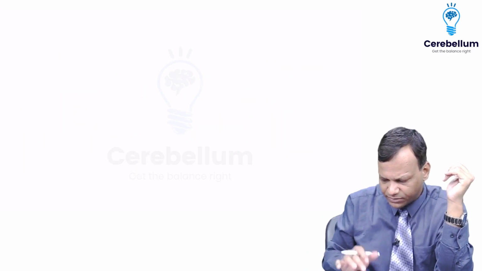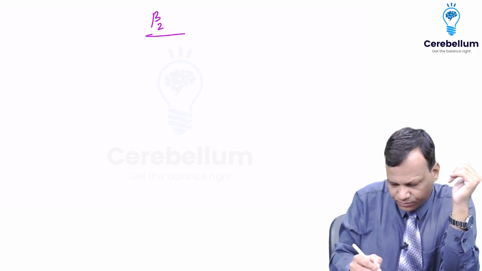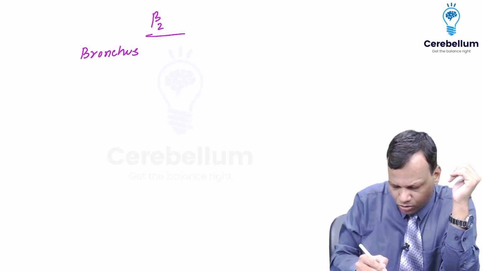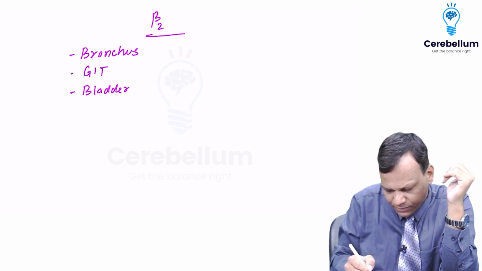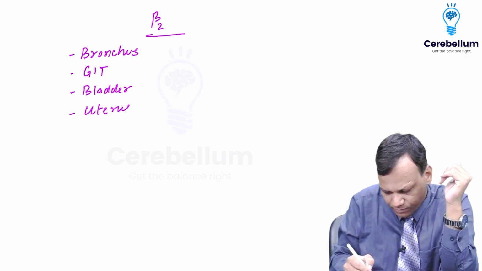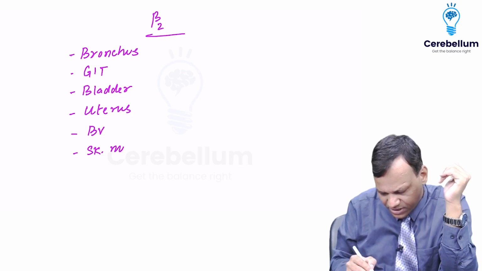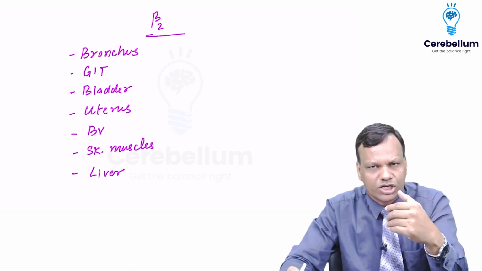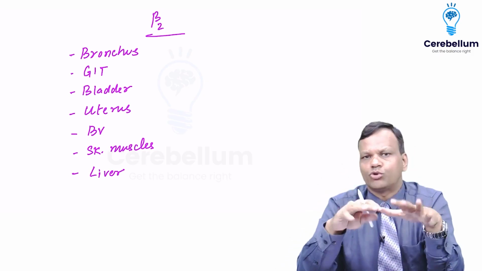So we can write it separately. So beta 2 receptors, it is present in the lungs, means bronchus. Apart from bronchus, it is also present in the GIT. It is present in the urinary bladder. It is present in the uterus. It is present in the blood vessels. It is present in the skeletal muscles. It is present in the liver. So it is present almost everywhere. We have written some of the important locations which I want you to remember. Okay, and we already discussed most of the places, beta 2 will relax.